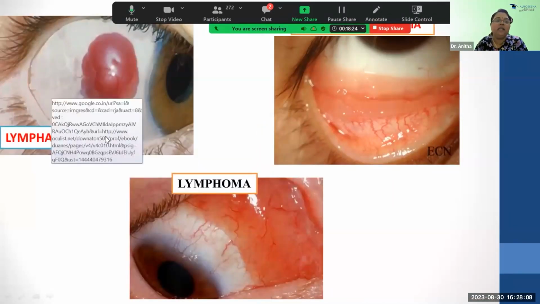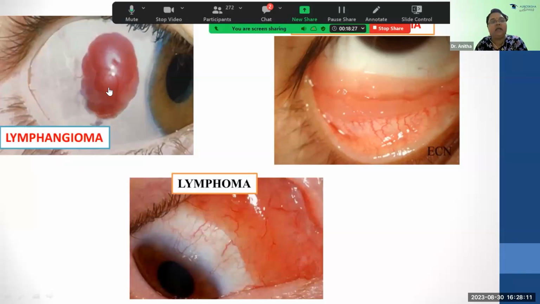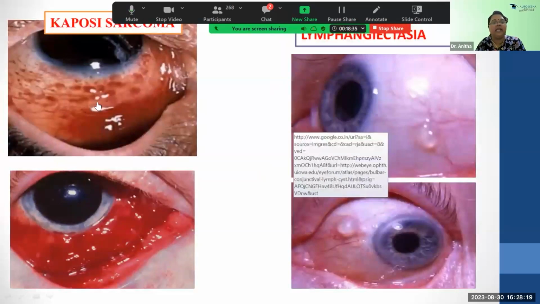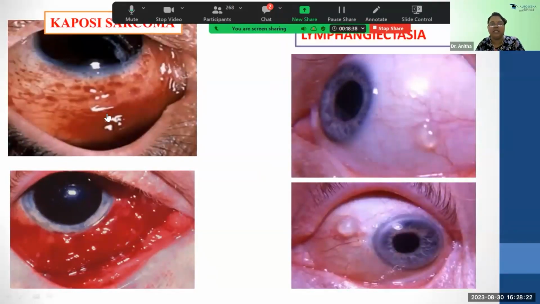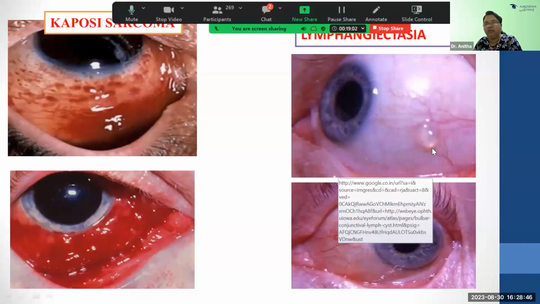This is lymphangioma. It can be treated with anti-inflammatory agents in the vision centers. This is a case of lymphoma. This looks like a subconjunctival hemorrhage. But if you ask the history, the patient would say it has been there for a few months or so. This patient is an HIV patient who has Kaposi sarcoma. It looks exactly like some ecchymosis or hemorrhage. These are small cystic lesions, lymphangiectasias. These can be treated with local anti-inflammatory agents.